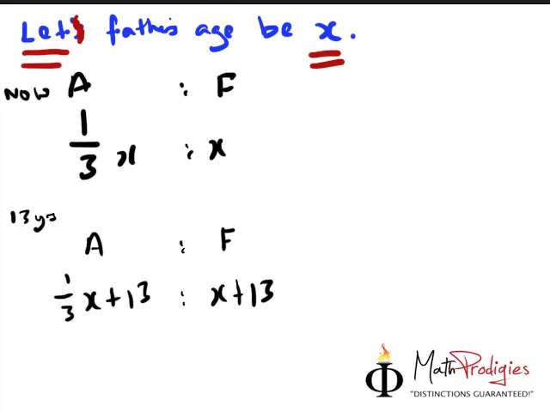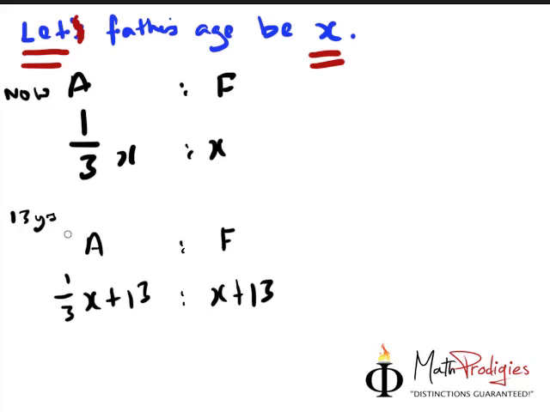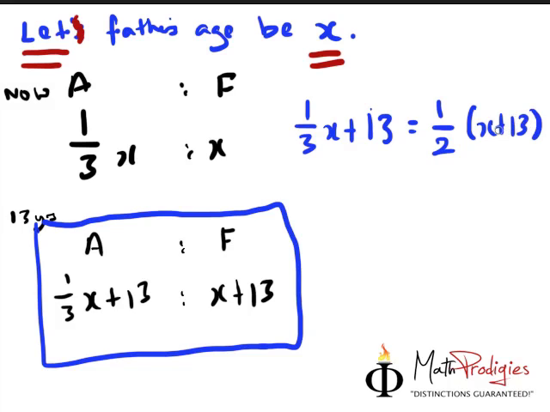And the question says that Ali will be half as old as his father. So what does this mean? For example, let's say Ali's age is 13, his father will be 26. Of course, he can't be a father at 26. Maybe his age is 20, his father will be 40, something more realistic. So what you must know is that 1/3 X plus 13, which is Ali's age then, equals half of X plus 13. Now after we've done this, we can open it up and actually solve the question.